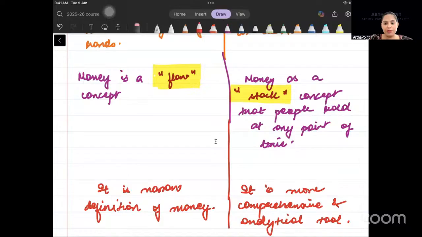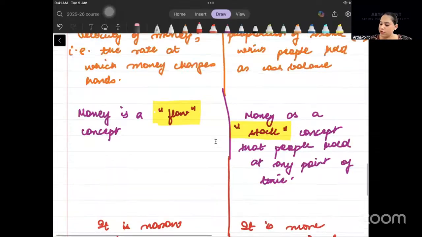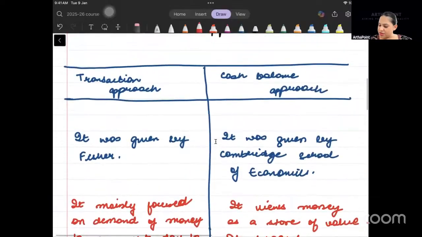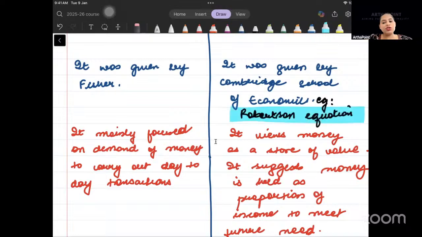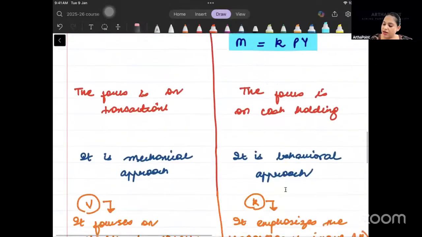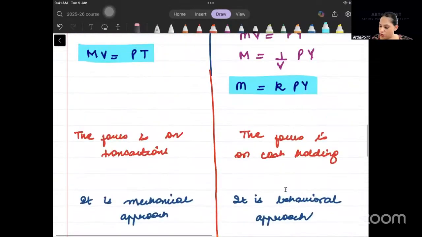Acha, in the Cambridge school, if someone asks you, ma'am, give me one name, right? So you have to understand that here you can give various names under the Cambridge school. That is why I have not given a particular name, but an example will be Robertson equation of money. Here if we have to give an example, we can give the Robertson equation, right? Okay, so this is another difference that you have.